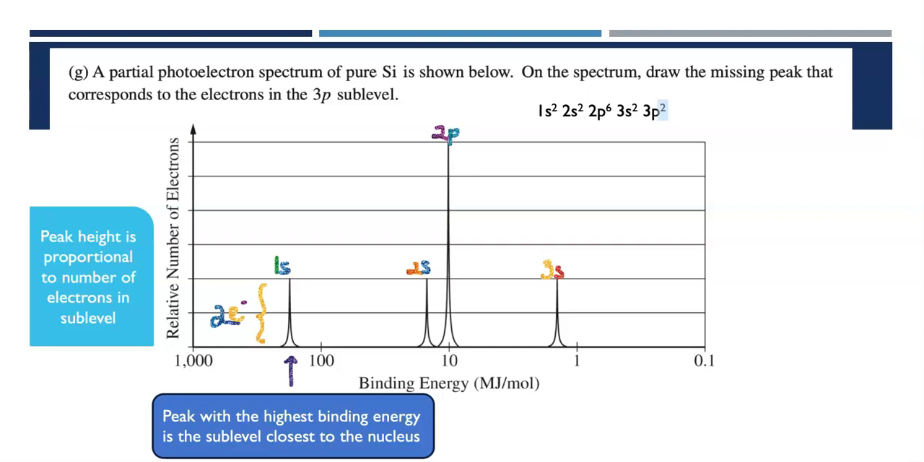And so we need to draw a peak that is to the right of the 3s peak, but the same amplitude as that 3s peak. And so we should be drawing something like this. That's our 3p sublevel. And that's what you needed to draw to get the 1 point. You didn't have to explain how you got there, but that's what you needed to do.